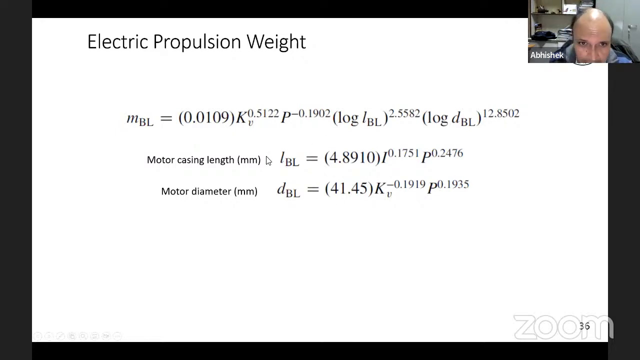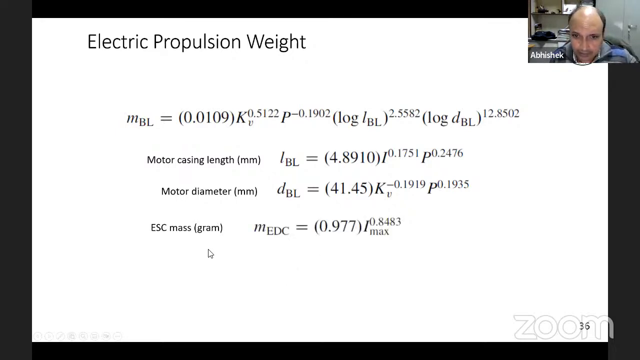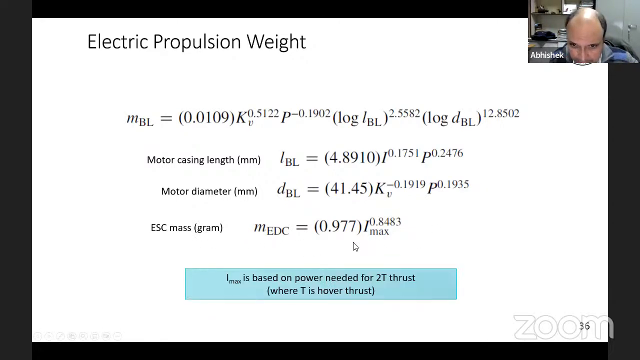That's how they came up with this formula, where the motor casing length and motor diameter depend on the current, kV, and power. Once I know the current and the power, and this current is the max current, I can estimate this L and D, which goes back in here, and from that I finally get the mass of the BLDC motor. Similarly, they came up with a formula showing a direct relationship between the max current that the ESC can handle, and with that an empirical formula to calculate the mass of the ESC.